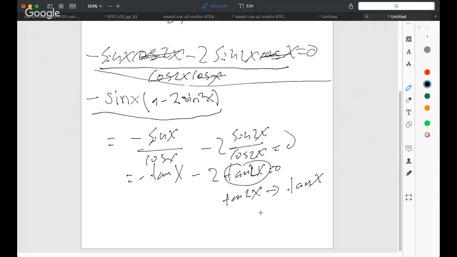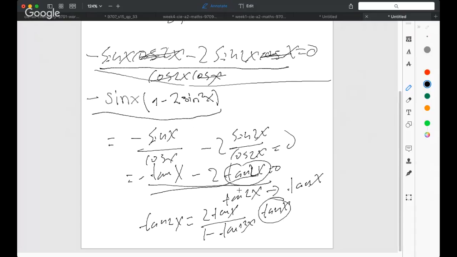But the only thing is that you need to change this tan 2x into tan x. How do you do that? Because you just want one variable to solve this equation, right? The double angle. So what's tan 2x? It's 2 tan x over 1 minus tan squared x. And now everything is tan x. So tan x is the only variable in this equation, so you can solve for tan x. Now it is just a quadratic equation.